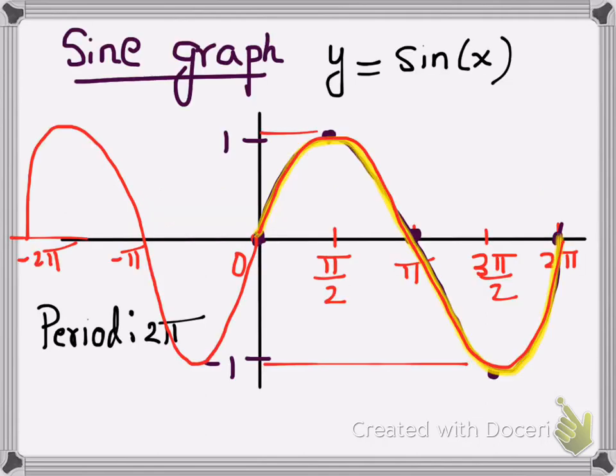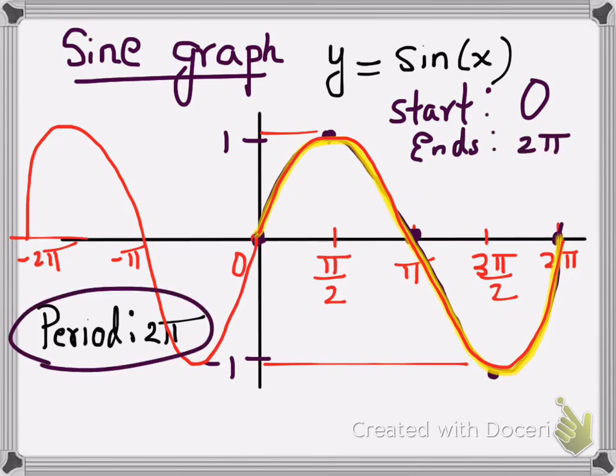Okay? So its advantage is to take values near the origin. The starting point of this graph is 0, and it ends at 2 pi. The period of it is 2 pi right there.